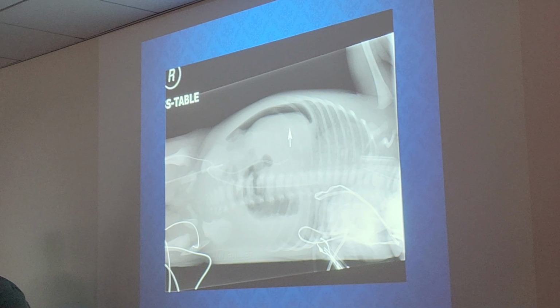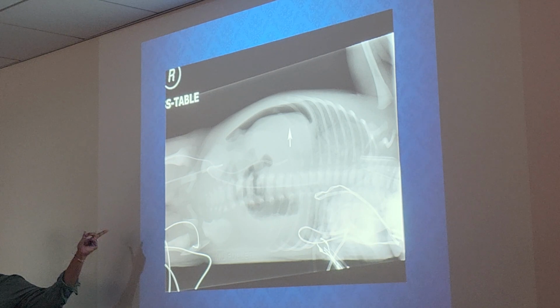What position is this? Decubitus. Yes, left lateral decubitus, left side's down, right side's marked up.